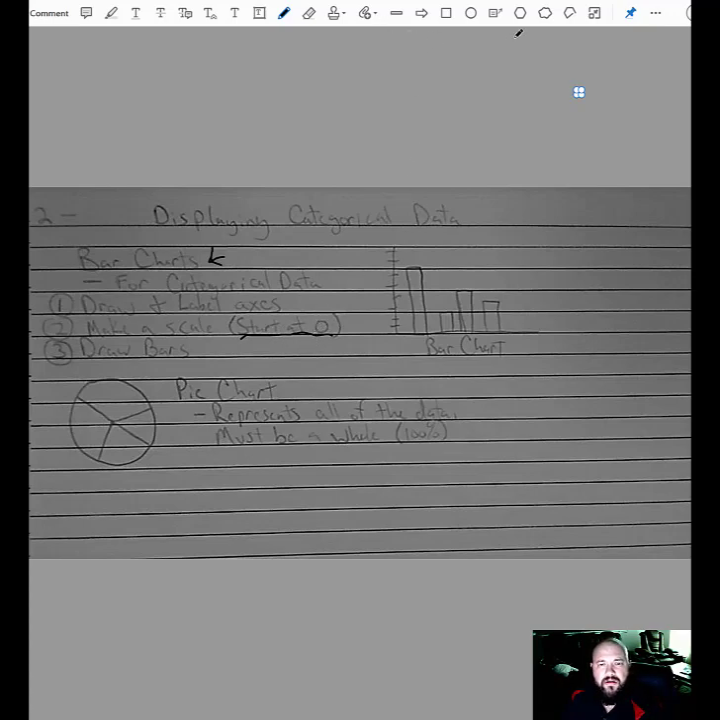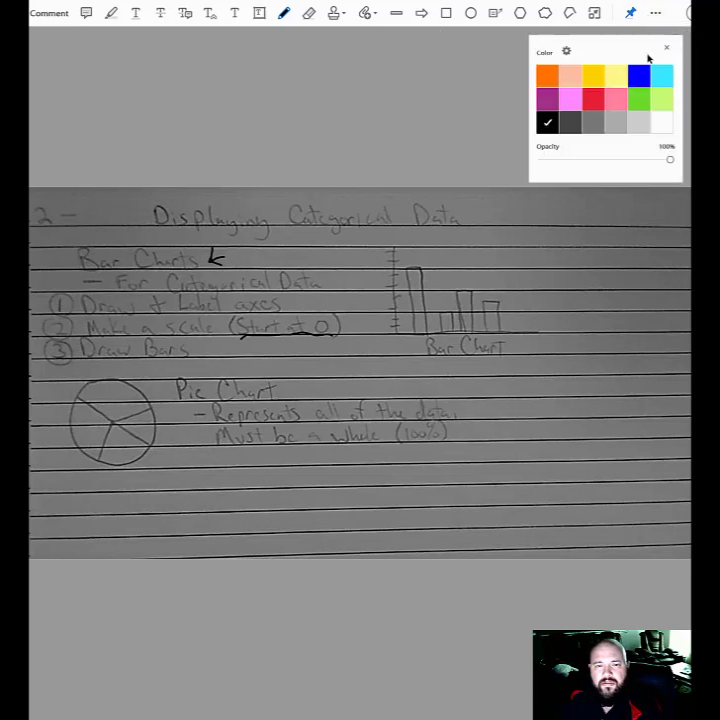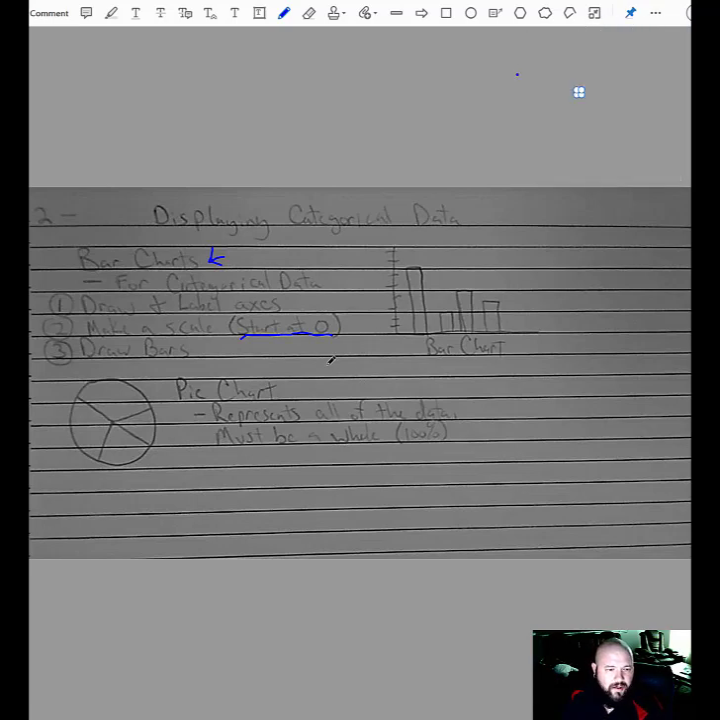Let me get a different color of this pen because that'll be a little bit better to read. There we go. Alright. And then you want to draw your bars. So as I have displayed right here, you've got this bar chart. Again, this would start at 0. And then you label your bars and so forth down here as well in your x-axis, okay?